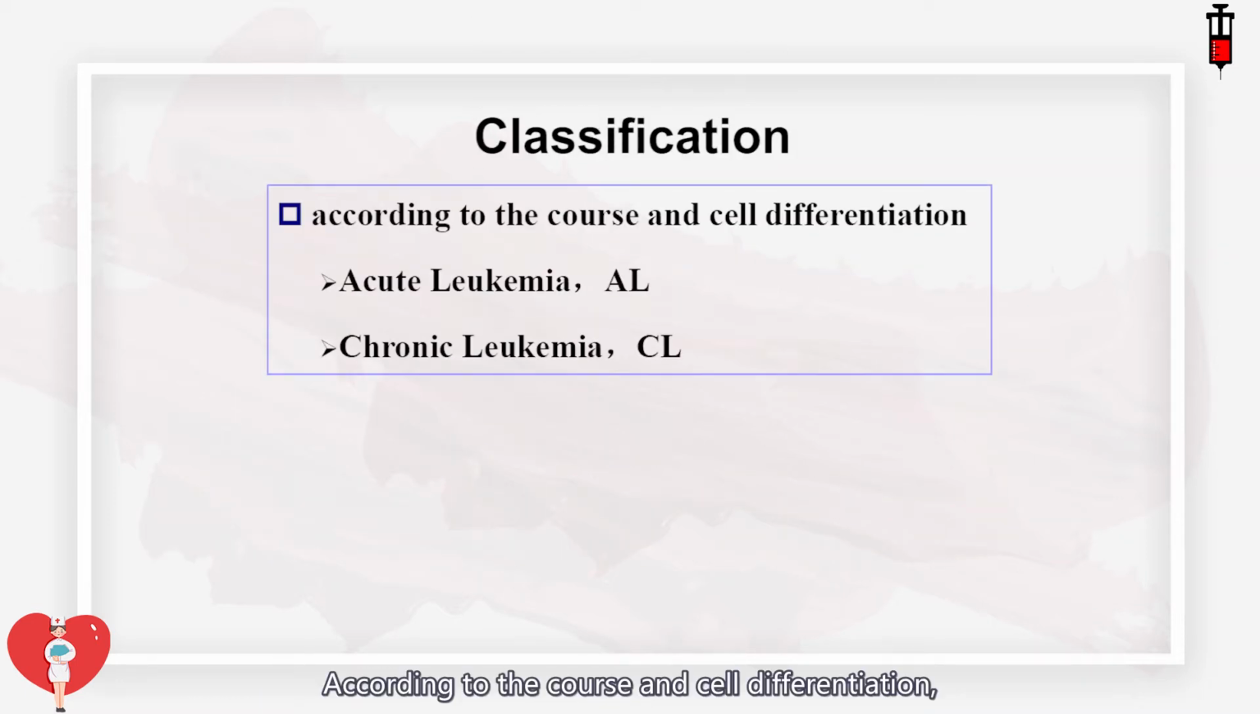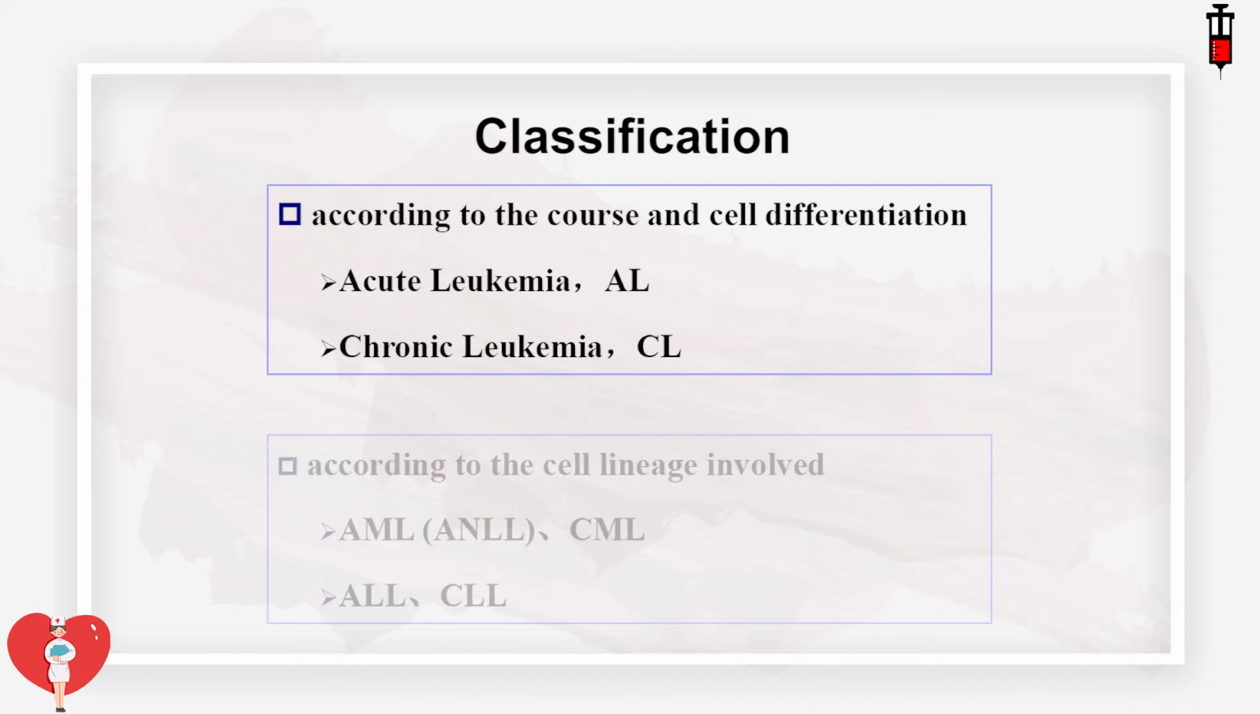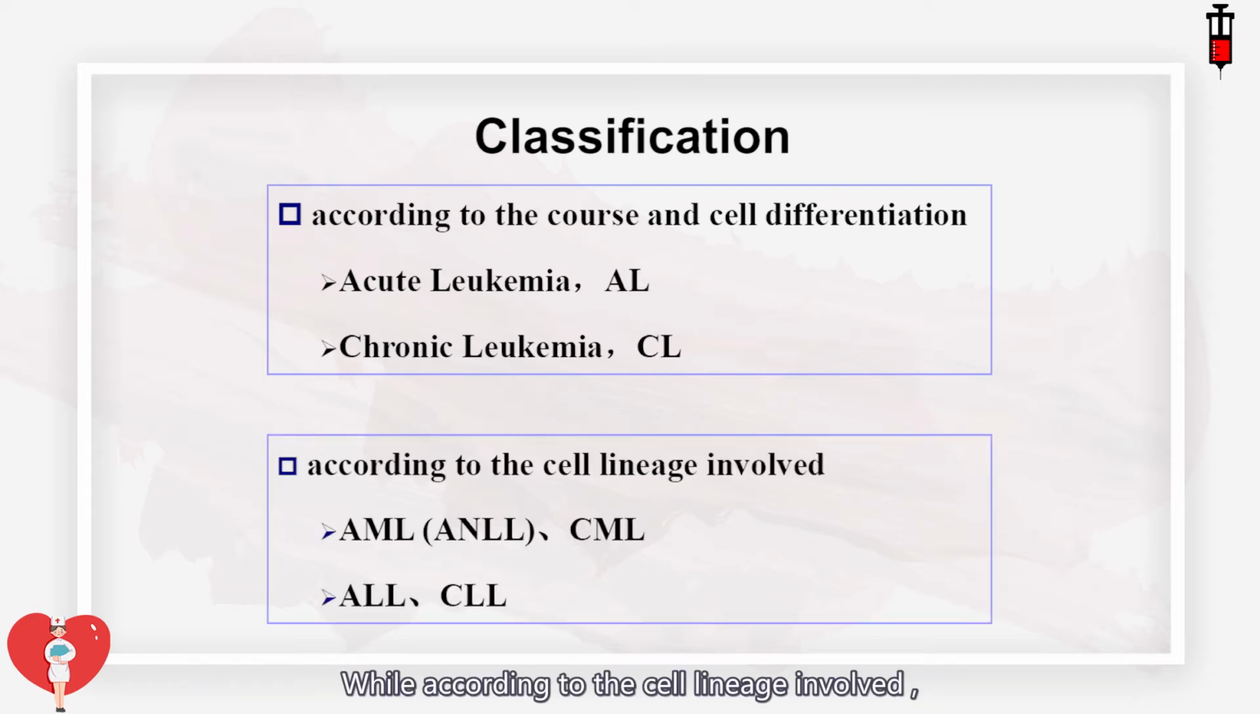According to the cause and cell differentiation, leukemia can be divided into acute leukemia and chronic leukemia. While according to the cell lineage involved, it can be divided into myeloid leukemia, including AML and CML, and lymphoid leukemia, including ALL and CLL.